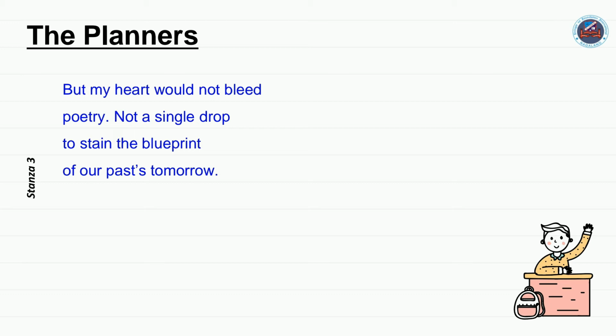It also looks like he is being ironic and sarcastic, where he says he's not going to bother to bleed poetry to stain the blueprint of past tomorrow, since he is doing exactly that in the poem, and all this progress will never inspire him to write any poetry.